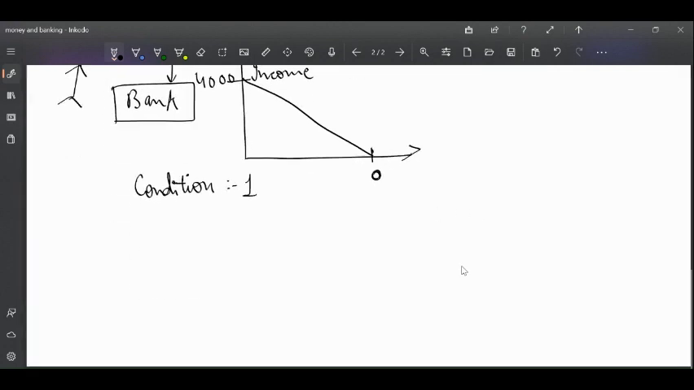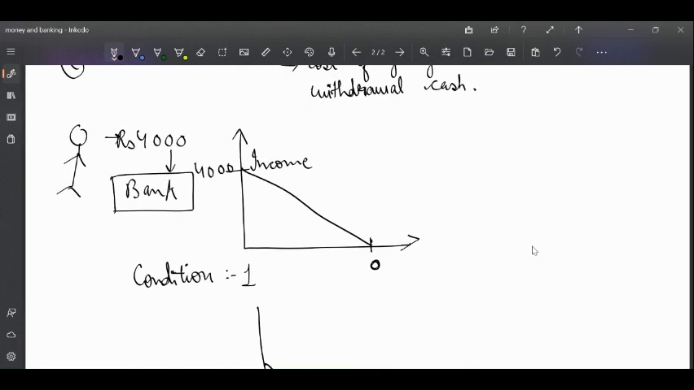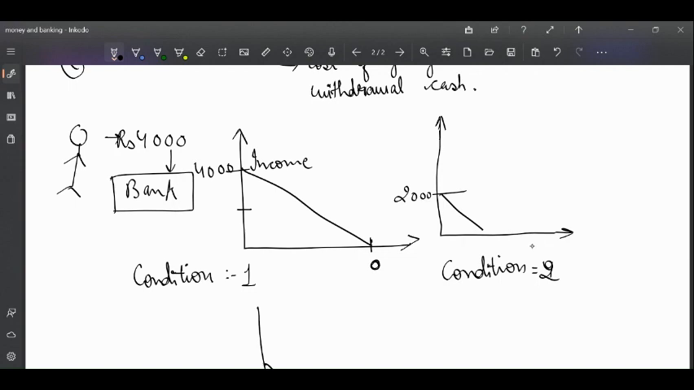Then there is another employee who is also getting 4,000 rupees, and he is withdrawing just half, 2,000. Let me draw it over here so you'll be more clear. This is condition 2: a man is also getting 4,000 rupees and he is withdrawing only 2,000. He'll be spending it in half of the month, and again he needs to go to the bank. So the cost of going to the bank will increase in this condition.